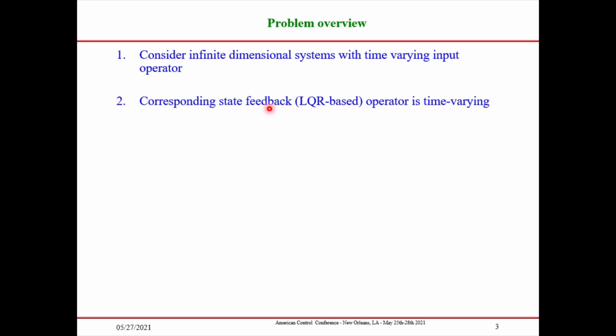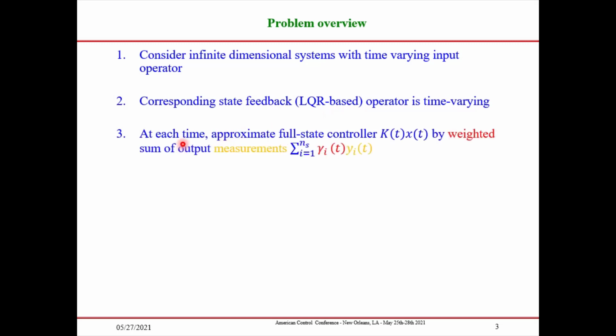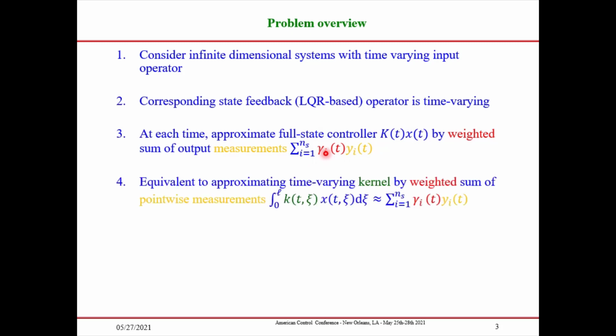And of course, the associated state feedback operator is going to be time-varying, especially if you use LQR control design. And since the state X is not available, at each time I want to approximate the full state controller. K is the feedback operator, and X is the state. But I want to approximate this, which cannot be realized because X is not available, by a sum of output measurements. Basically, in this summation, Y are the measurements, and gamma sub I are the gains. So it's equivalent to approximating the time-varying kernel by a sum of pointwise measurements.